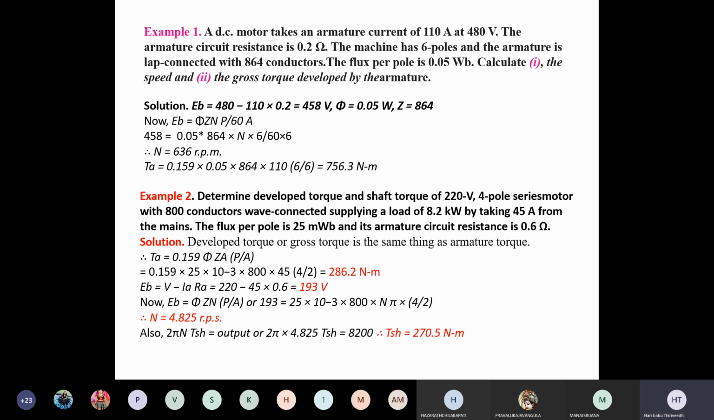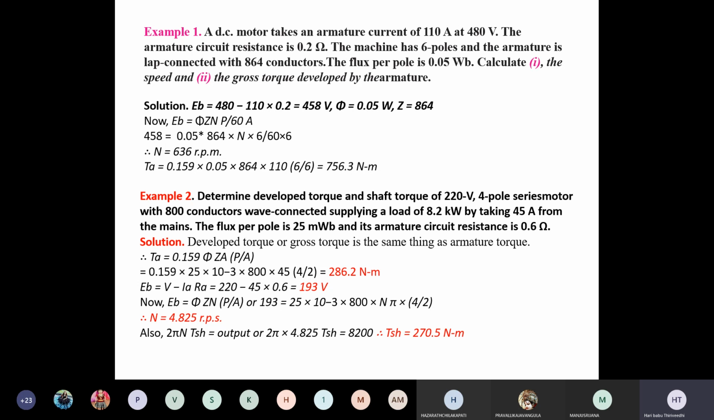After that, calculating shaft torque. Shaft torque is nothing but 9.55 into EB by N. But we don't know N. N means speed, so we don't know the speed. For that, first of all, you have to determine the speed and then determine the shaft torque, TSH.